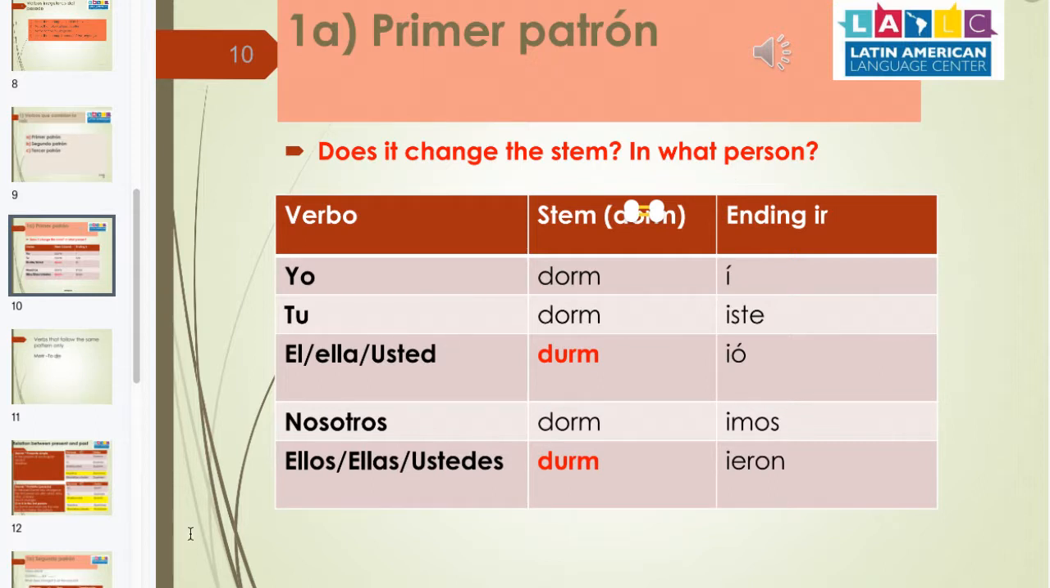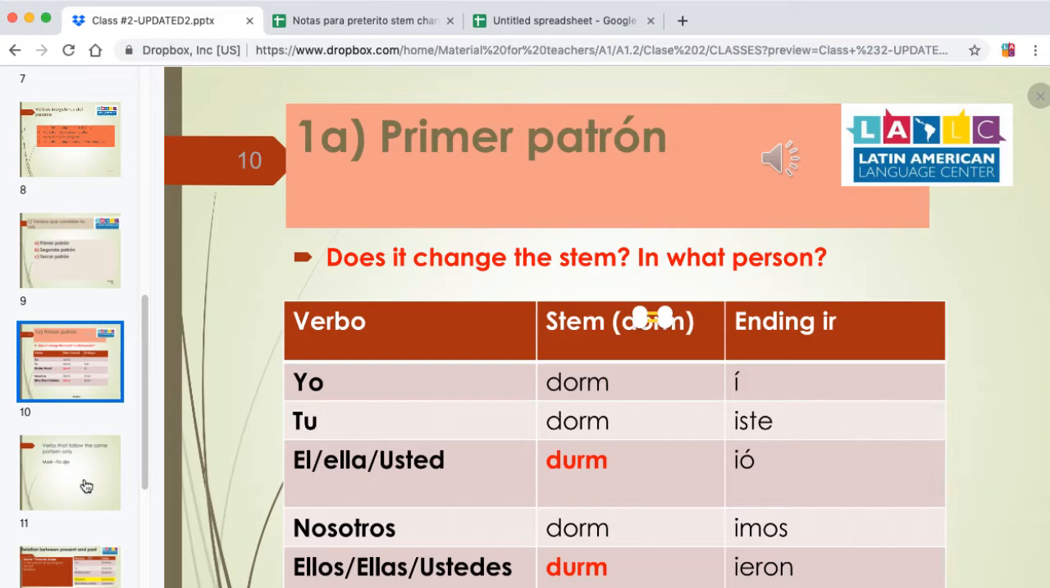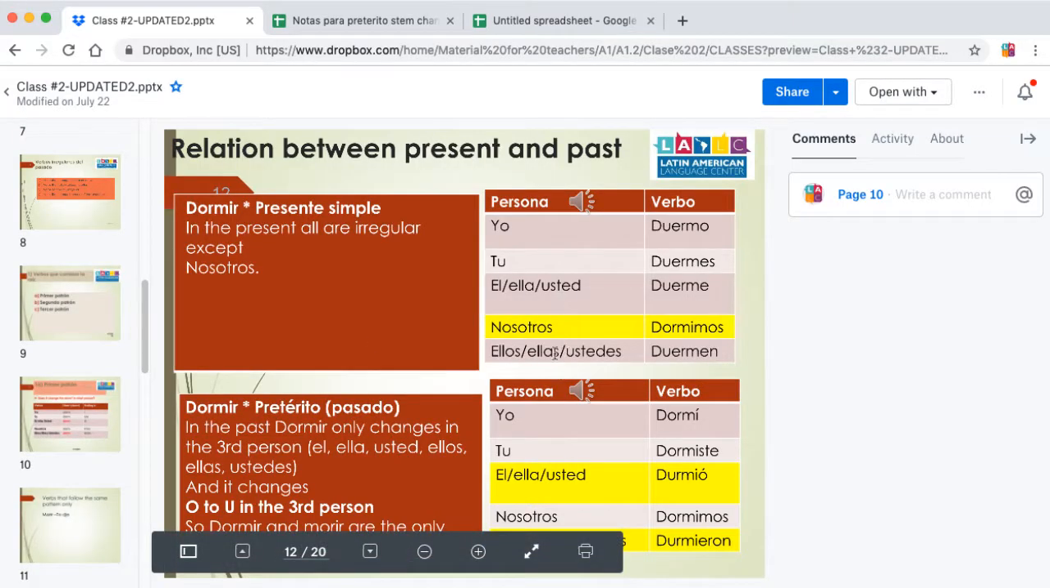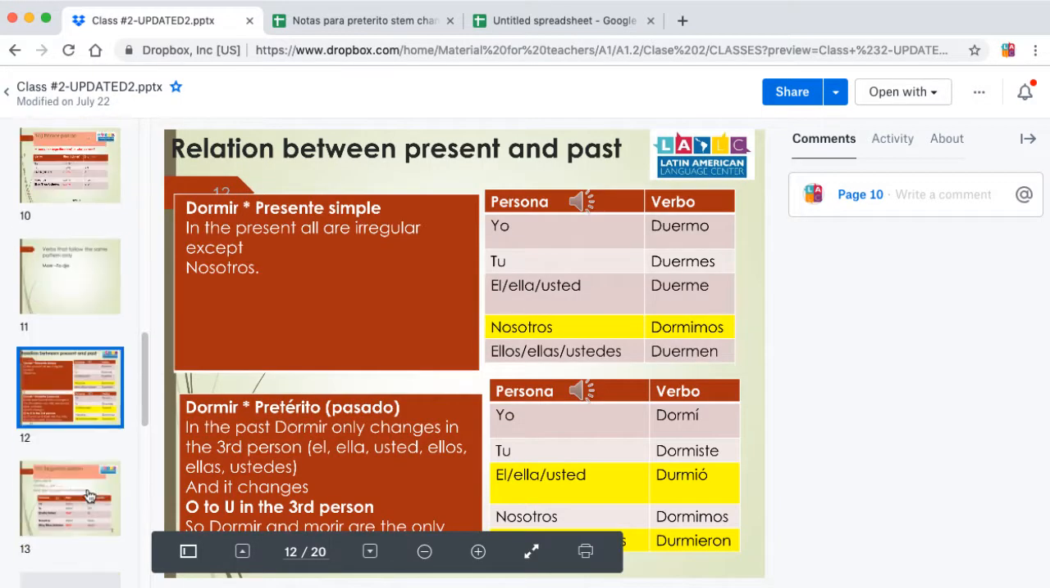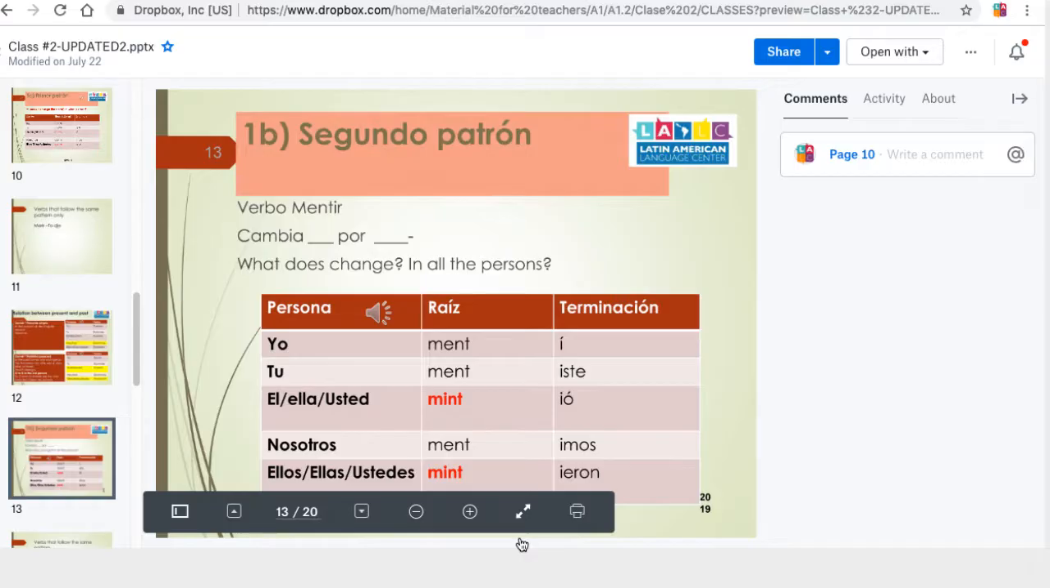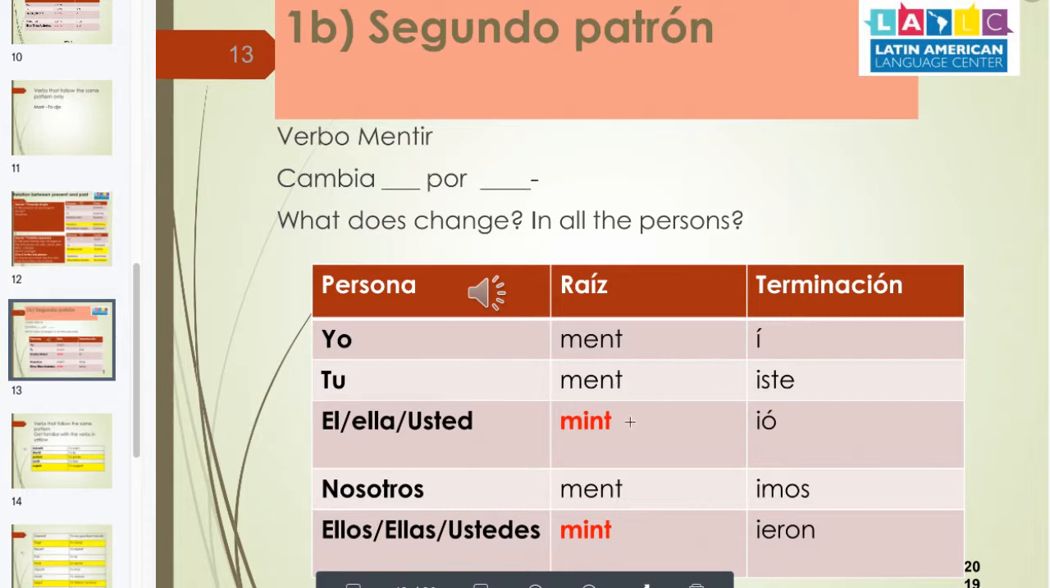So then we have here, I'm comparing it with the present tense, which is O to UE, right? Remember, in the present tense, but in the past tense, it just changes in the third person, O to U. Okay, now let's move on with the next pattern. How is it changing this time?